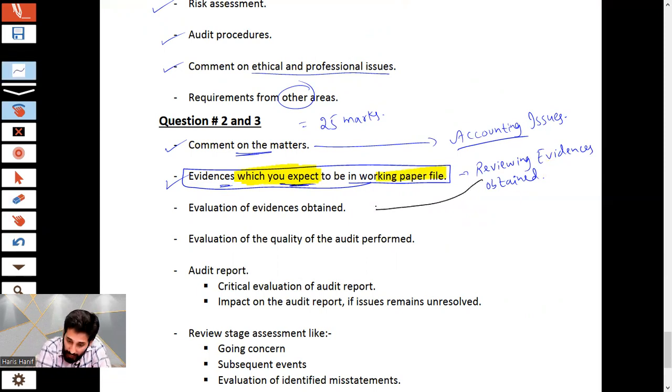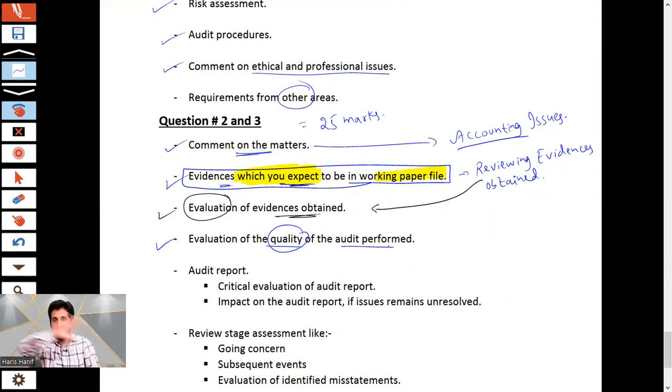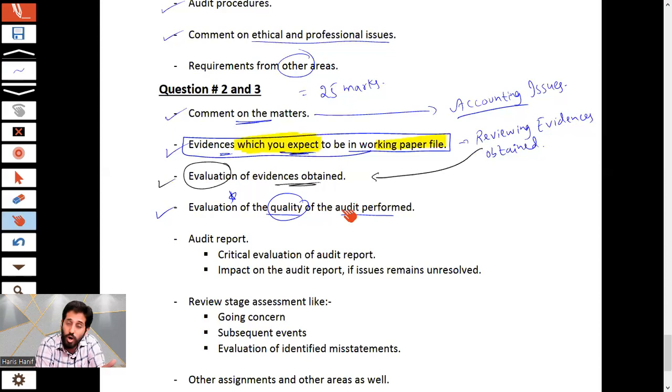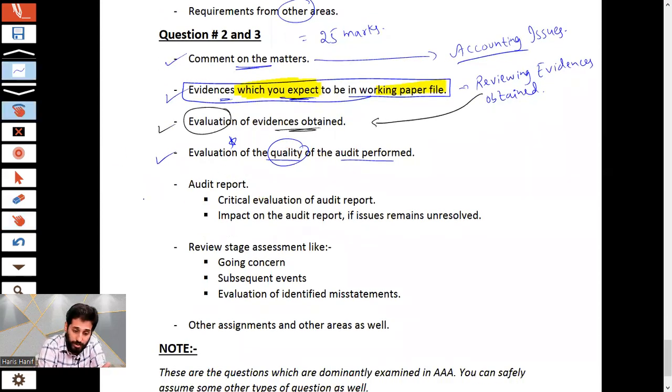And then after review, evaluation of the evidence obtained. Whatever the evidence is, you have to evaluate it. You have to evaluate the quality of the audit performed in the review stage. The audit has been performed and you are reviewing. Okay. So evidences which you expect, reviewing the evidences, review the audit quality, and the audit report.